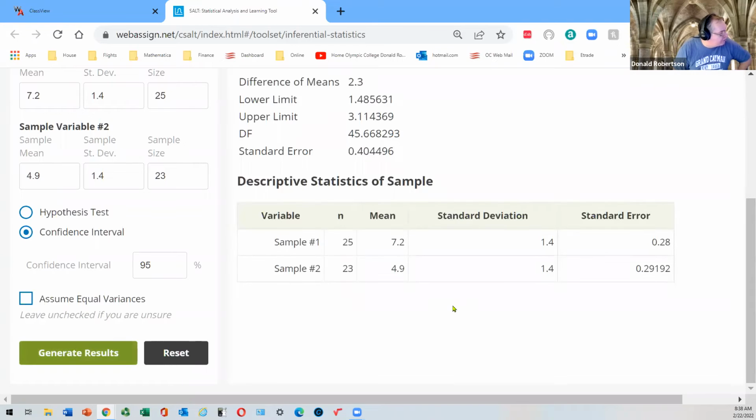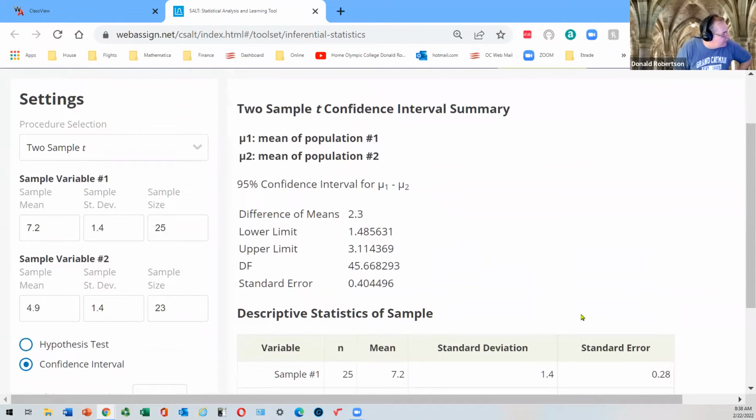And now you generate your results. And the guy that you're interested in is this set of numbers here. And I'll write that down. It's 1.49 up to 3.11. And we have finished our first difference between two means.